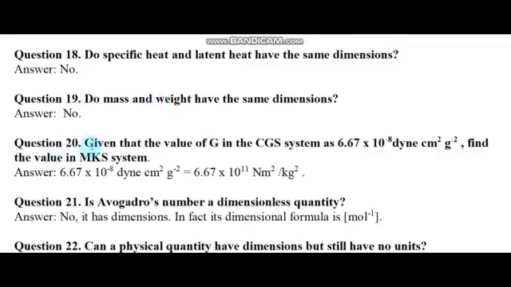Now question number 20. Given that the value of G in CGS system as 6.67 into 10 to the power minus 8 dyne centimeter square gram power minus 2. Find the values in MKS system, which means meter kilogram second.